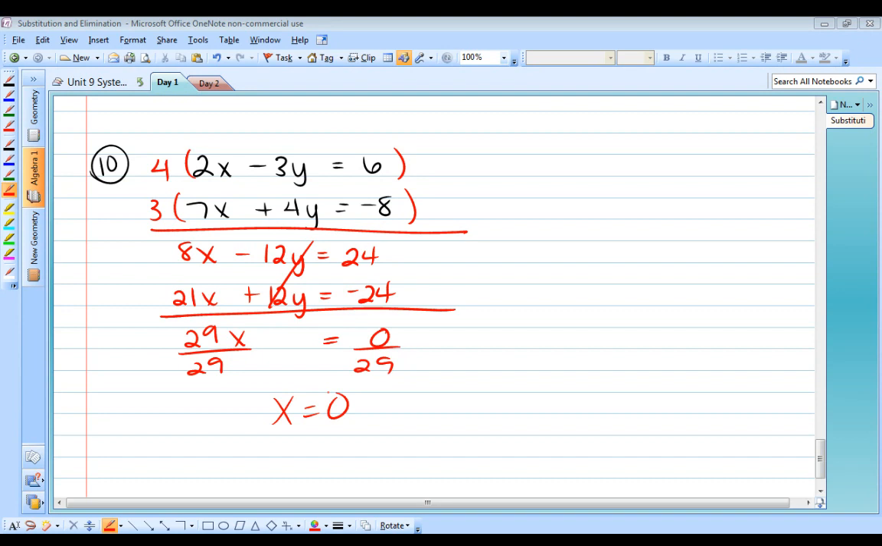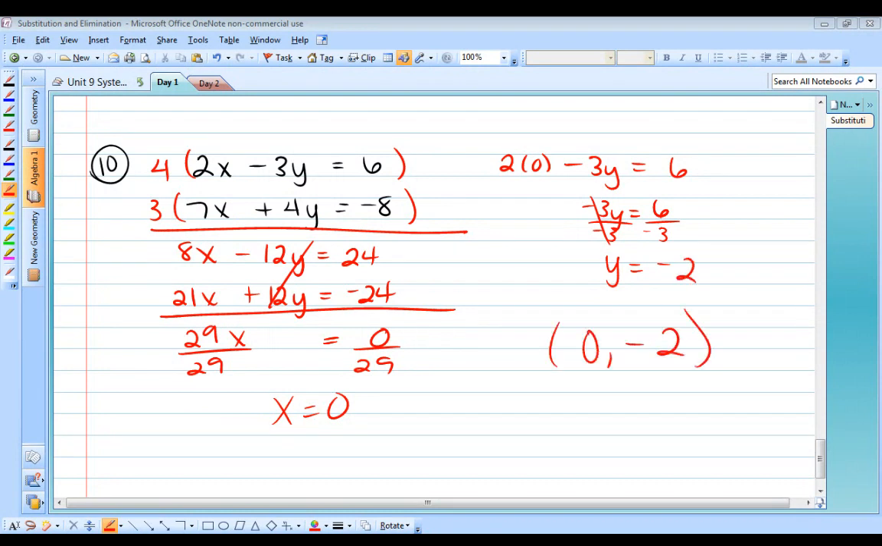On your multiplying? All right. Then you can plug 0 in for any of your x's. And then when I do that, 2 times 0 is 0. 0 minus 3y is just negative 3y equals 6. Divide by negative 3. What'd y'all get for y? Yeah, me too. So raise your hand if you got 0, negative 2 for your ordered pair. Very good.